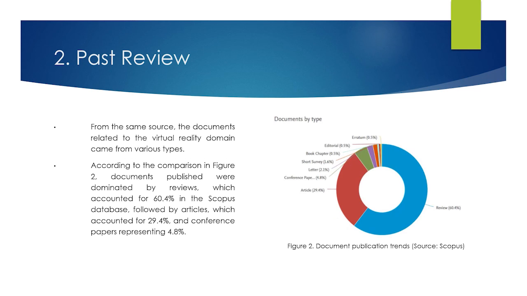From the same source, the documents related to the virtuality domain came from various types. According to the comparison in Figure 2, documents published were dominated by reviews, which accounted for 60.4% in the Scopus database, followed by articles which accounted for 29.4% and conference papers representing 4.8%.